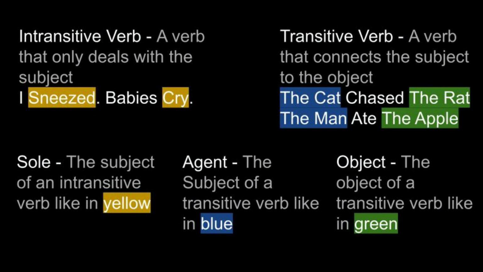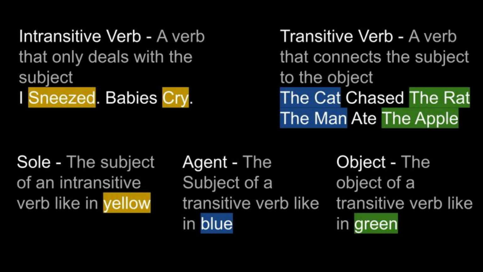For example, in the sentence, "I sneezed," or the sentence, "Babies cry," sneezed and cry are intransitive verbs, as they only deal with the subjects I and babies. But in the sentences, "The cat chased the rat," or "The man ate an apple," the verbs chased and ate are transitive verbs, as they transition between the cat and the man, or the subject, and the object of the rat or the apple. To classify different types of morphosyntactic alignment, there are usually 3 cases that are used.